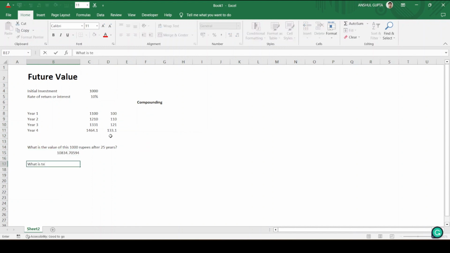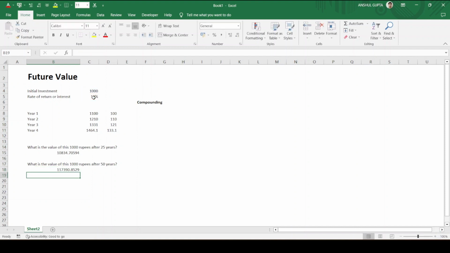What is the value of this 1000 rupees after 50 years? So let's use the same formula, equals to, select the initial investment, multiply, bracket, 1 plus, select the interest component, close the bracket, and in the power we need to take 50 this time because our time period is 50 years.